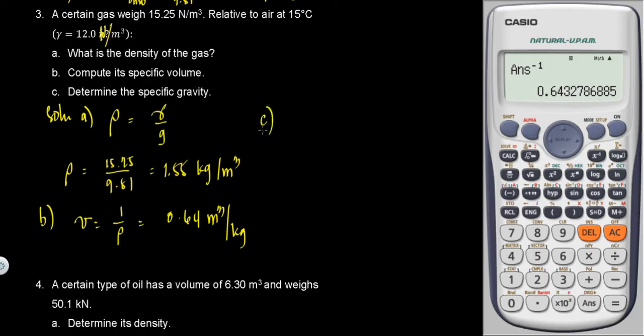Okay, letter C naman. Specific gravity equals, again, given na yung unit weight, no? And unit weight of air. So, yun na lang gamitin natin. That's 15.25 over 12. Hindi water, no? Kasi gas. So we have here 15.25 divided by 12, which is 1.27. I mean, the specific gravity. Okay. So this is the answer.